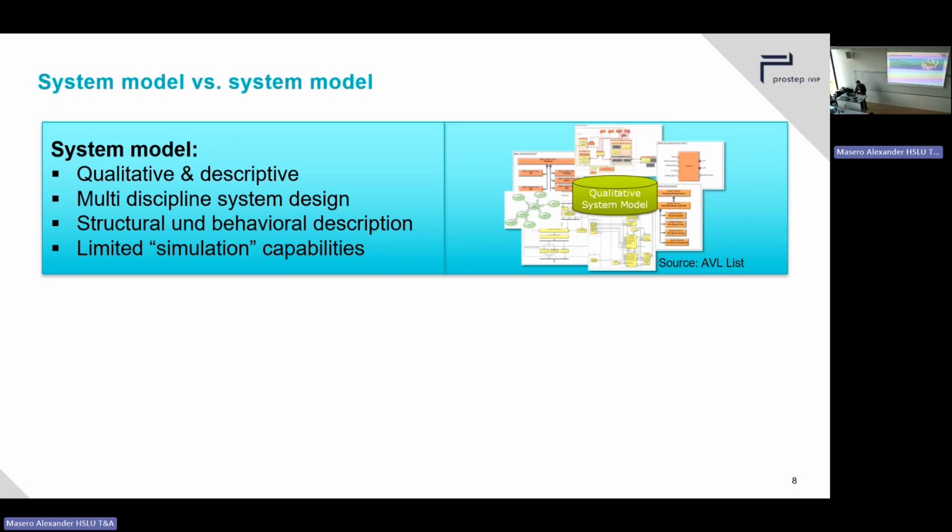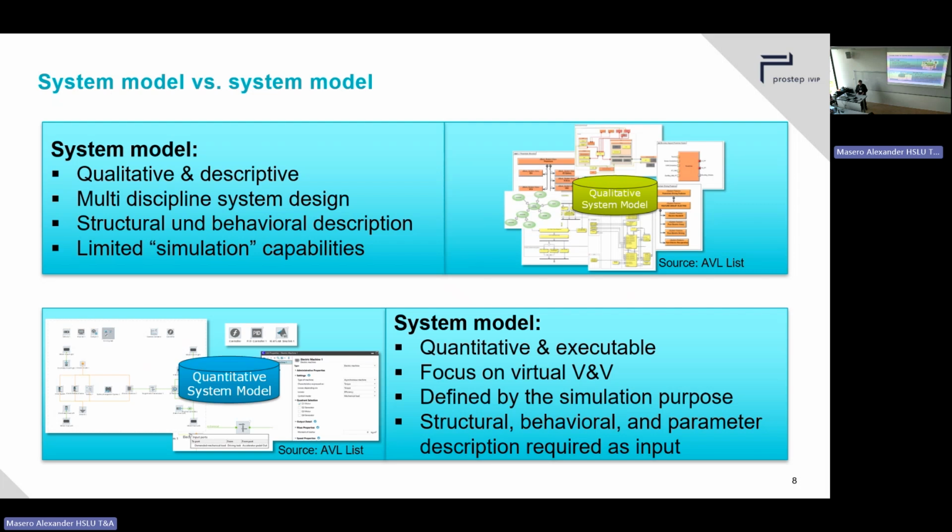And then there's another system model, which I guess was referred to in this conference, which is what MBSE or system architects would call a system simulation model. On the contrary to the system architecture model, it's quantitative and executable, and it's very much defined by its simulation purpose. So there are these two system models which we need to distinguish in order not to get confused.